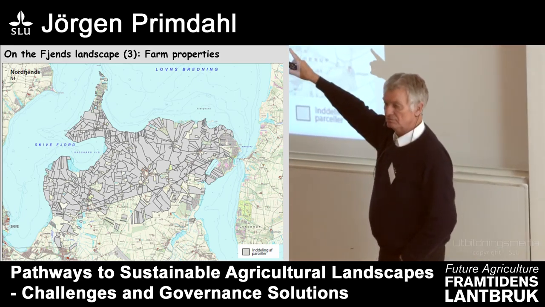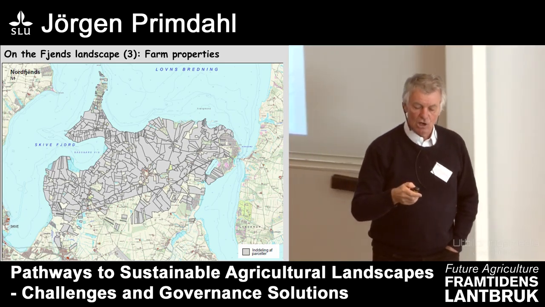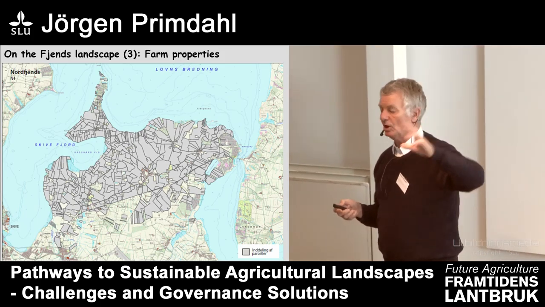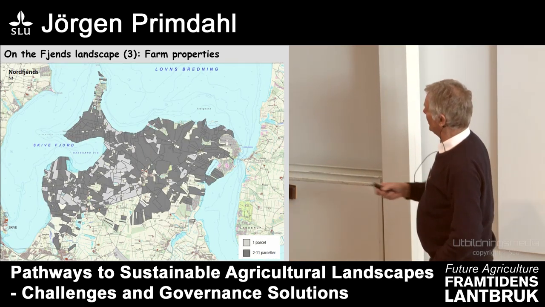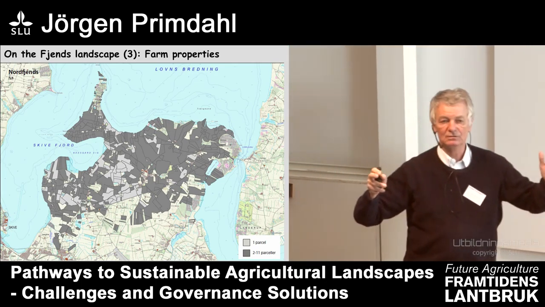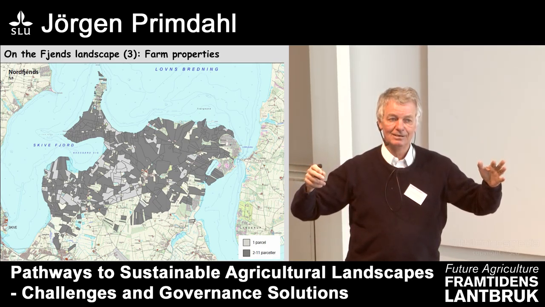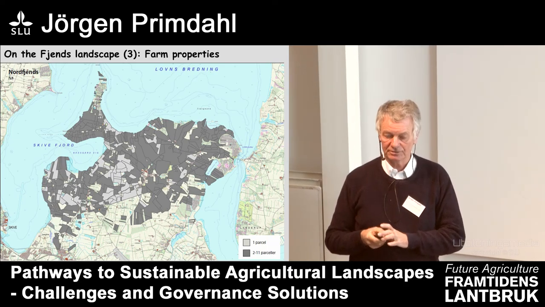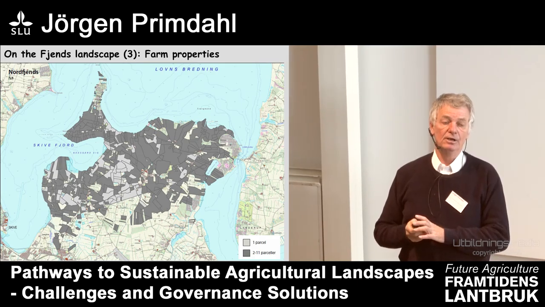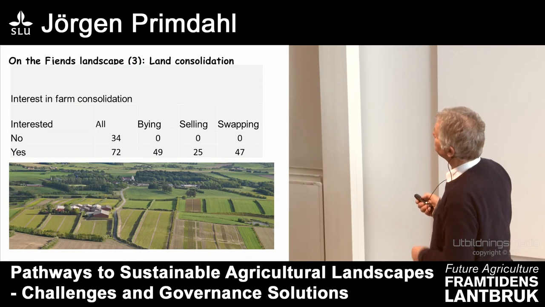So this is all the plots. This is all the single plots. If we then go to see the farm properties, because a farm could own many plots, we'll see that by far most of the land is more than one plot. It's not coherent spatially anymore. 200 years ago, they were all coherent. Now, it's very fragmented. Land consolidation will improve everything here, including and especially the farm production.